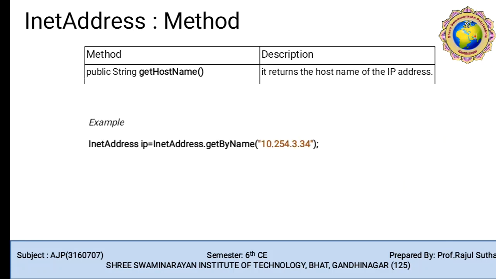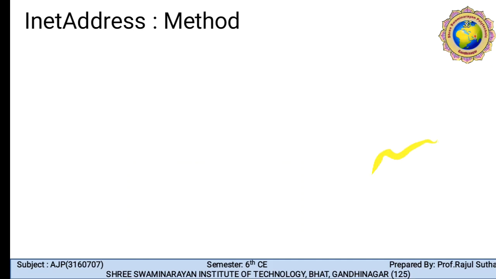Then the third method is public String getHostName. It returns the host name of the IP address. So InetAddress IP is equal to InetAddress dot getByName, System.out.println host name plus IP address, IP dot getHostName. So what is the output? Only the domain name.